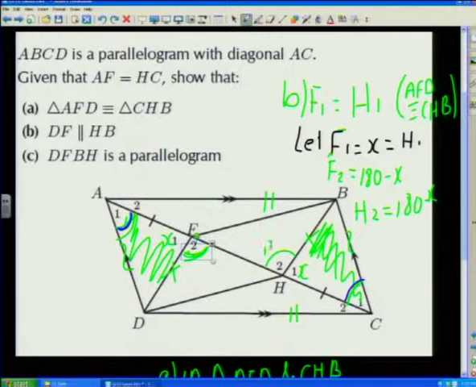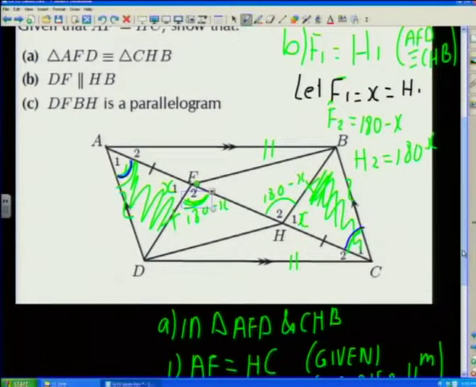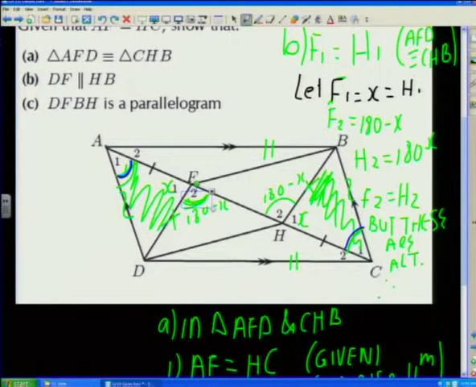But we've got what we wanted. Because if these two are equal to each other, if those are both 180 minus X, then we can say, but hang on, those are alternate angles, so therefore FD must be parallel to BH. So F2 is equal to H2, but these are alternate. You would actually write this out. Therefore, that means that FD is parallel to HB, which is exactly what they asked us to do.